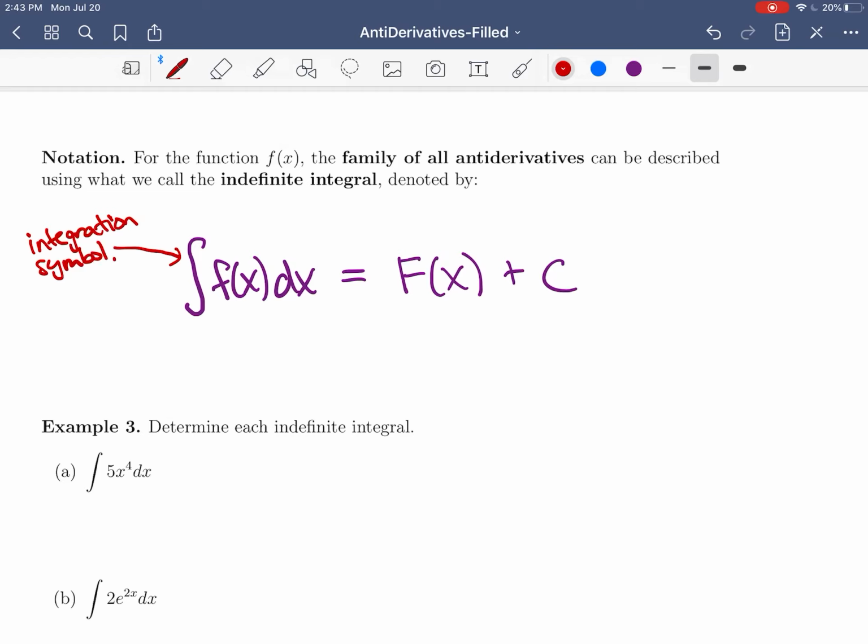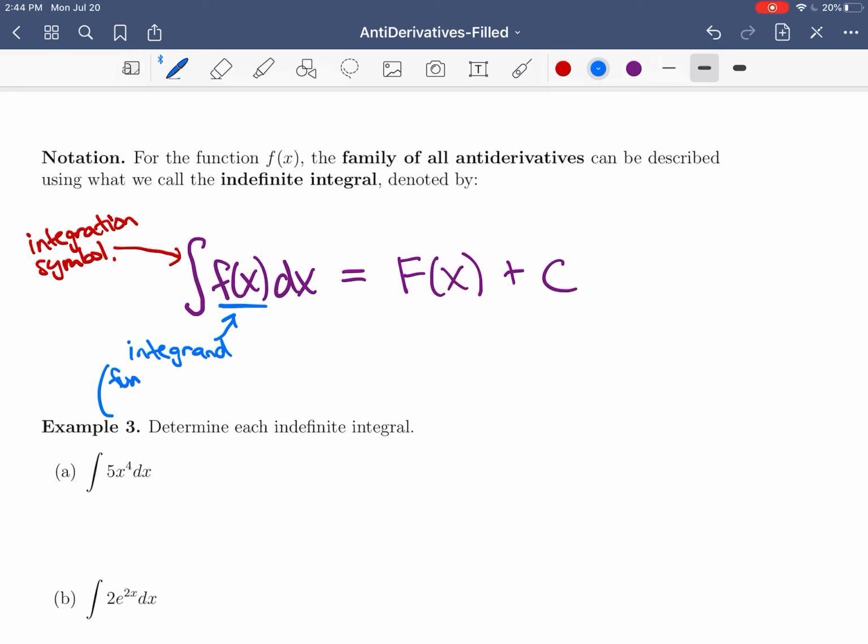Okay, now it looks like a stretched out S, and it's supposed to. That actually comes from something which we're going to talk about later in a different video, but it makes sense to use that shape. Now the f of x, this thing we call the integrand. You don't really need to remember this word, but that's what it's called.